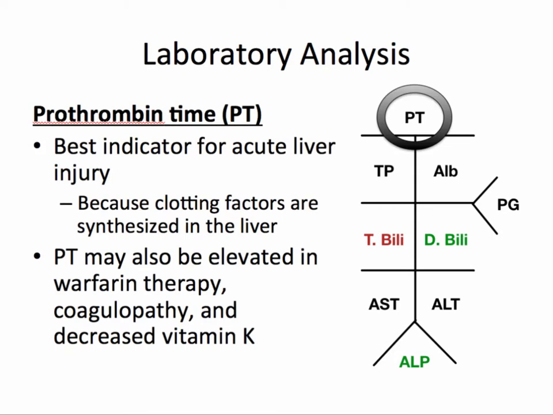The prothrombin time, or PT, is the best indicator for acute liver injury. This is because clotting factors are synthesized in the liver. Note, however, that the PT may also be elevated in warfarin therapy, coagulopathy, and decreased vitamin K.